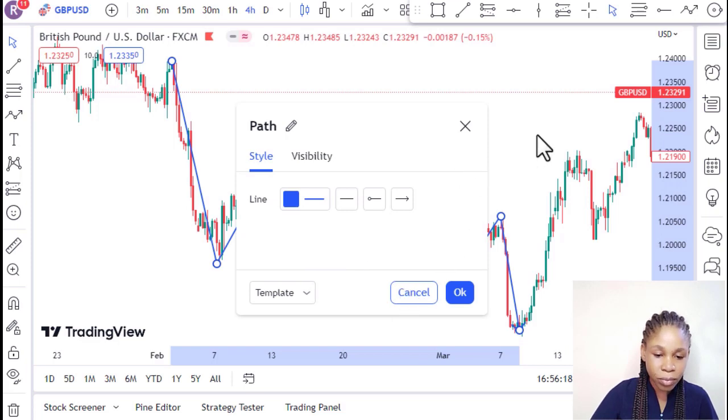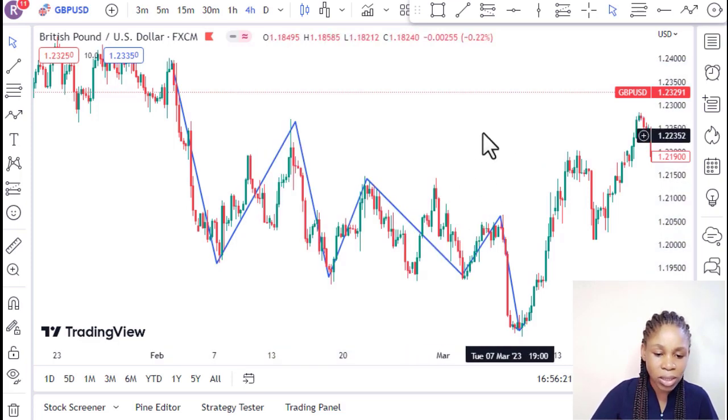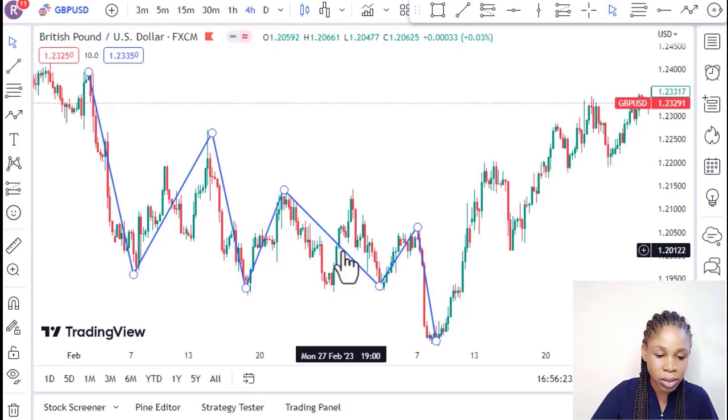Now let's take a look at the buy scenario. Let's take a look at a buy.